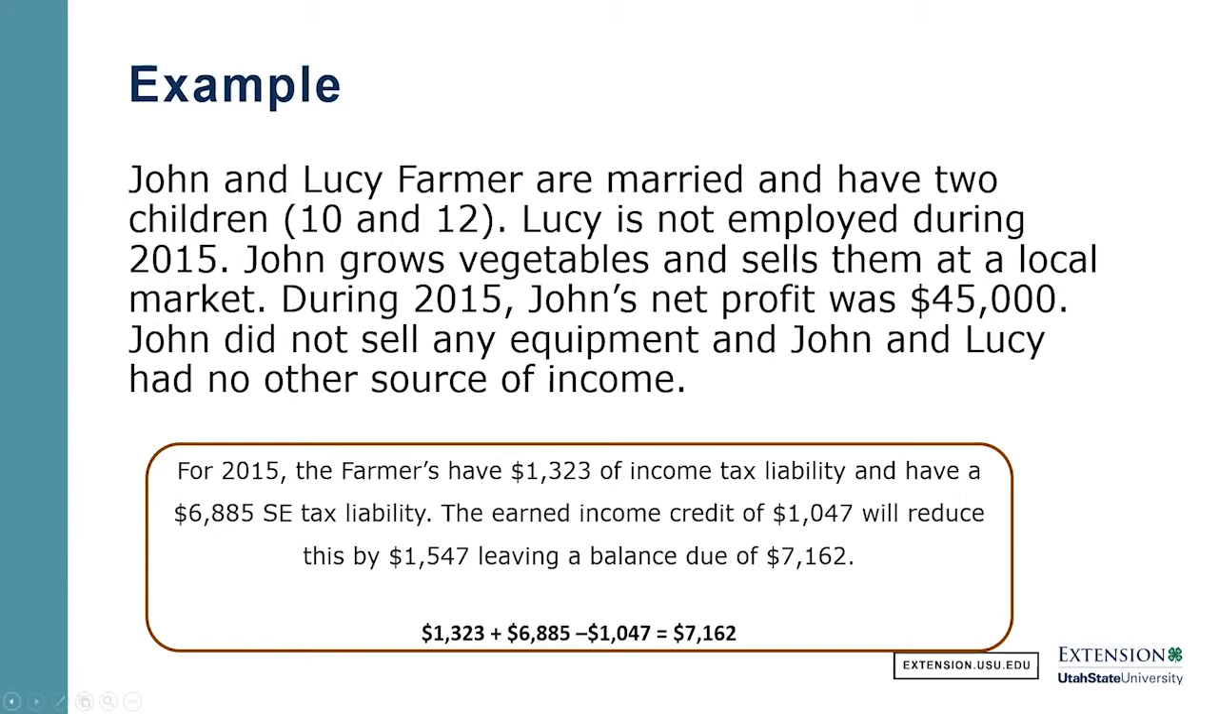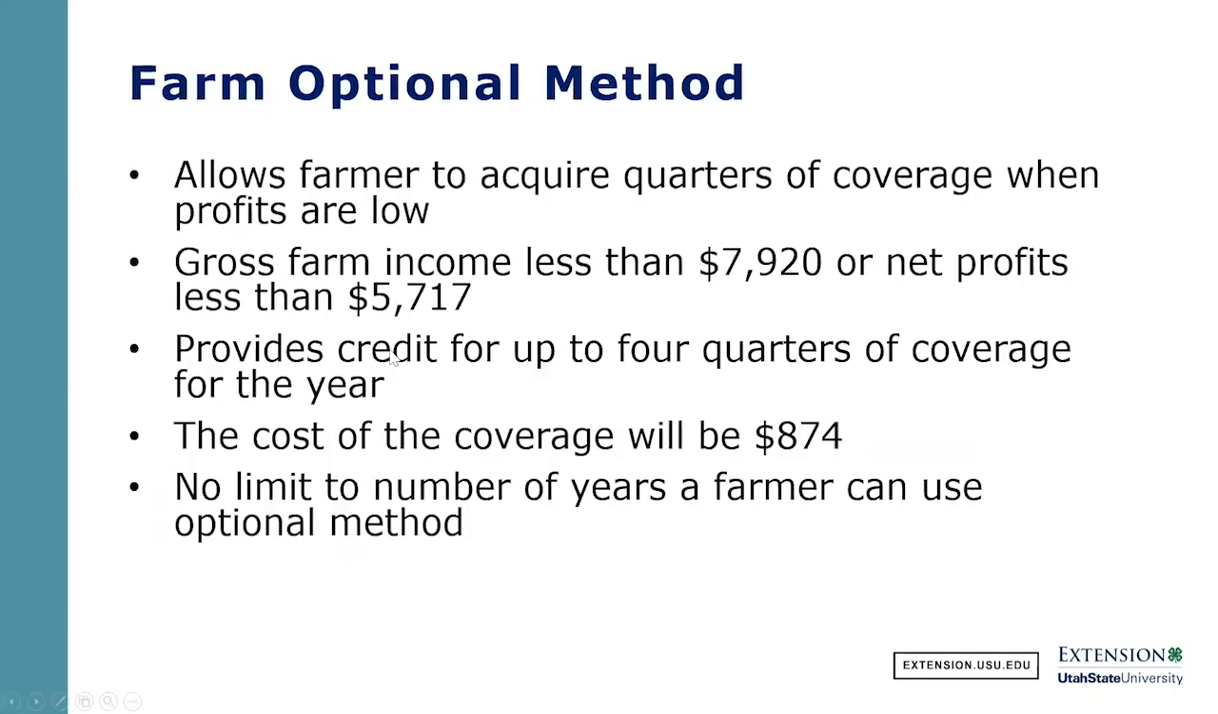So that's why people want to avoid self-employment tax, but there is a farm optional method that allows the farmer to acquire quarters of coverage when their profits are low. So you can actually choose to pay in some self-employment tax in years when you don't have enough income, so that it's going to pay the minimum amount to keep you current. Quarters of coverage is what's used to determine if you're current on that. So if you have those disability payments or other things to say that I'm current, and so I have enough quarters of coverage so that if something happens, then those benefits kick in.